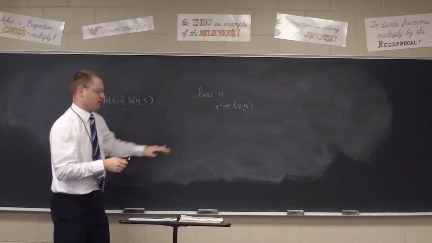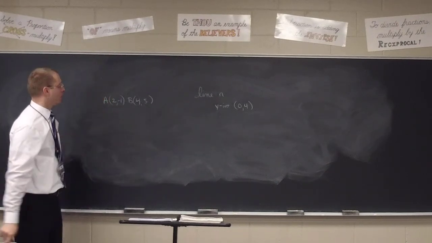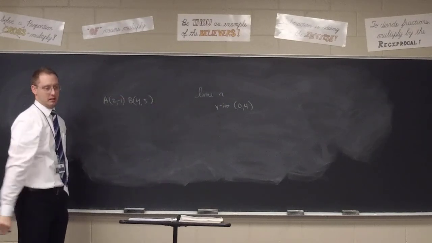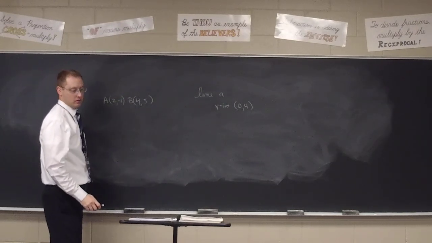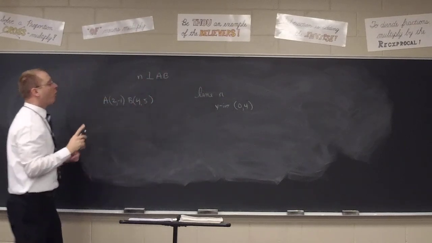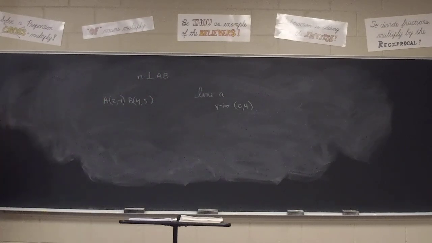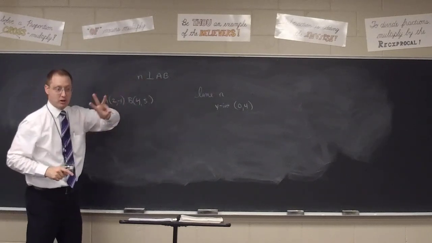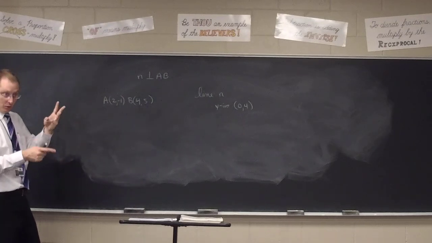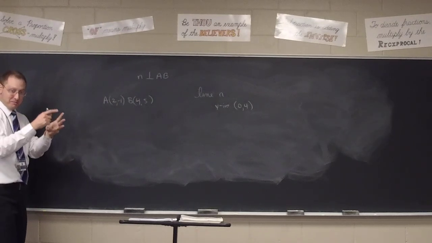Our line is N. This is AB. We don't care about AB. But what do we know about our line compared to AB? N is perpendicular to AB. So what about AB do I care about? Slope, because anytime you see perpendicular, you need to be thinking 3 words: negative reciprocal slope. Forms right angles would have been last year. This year it's negative reciprocal slope.